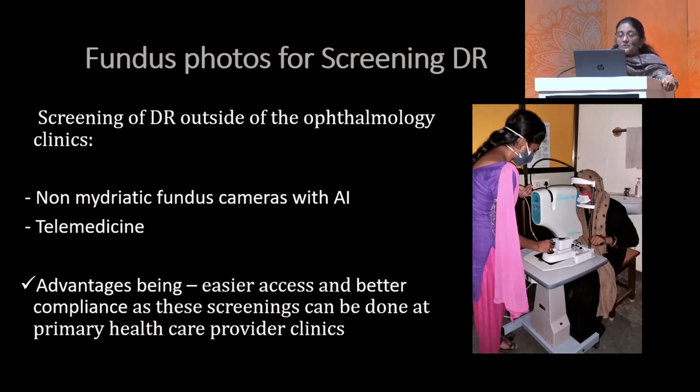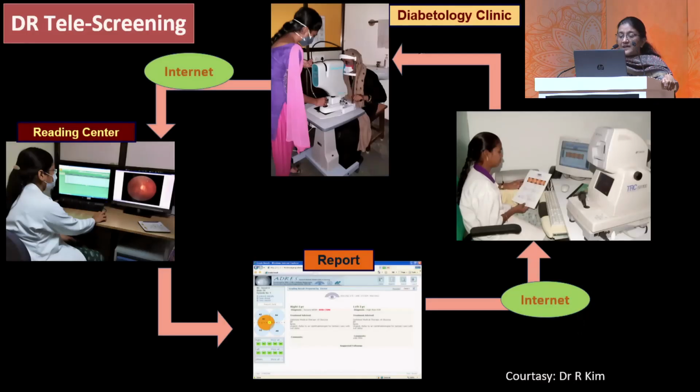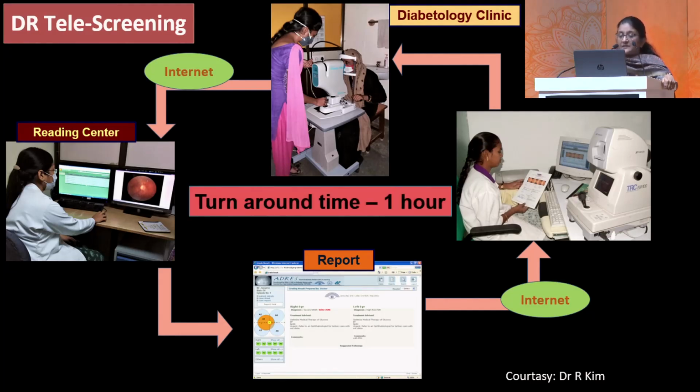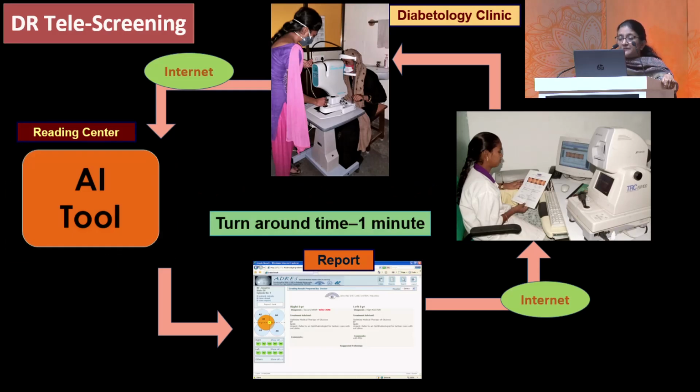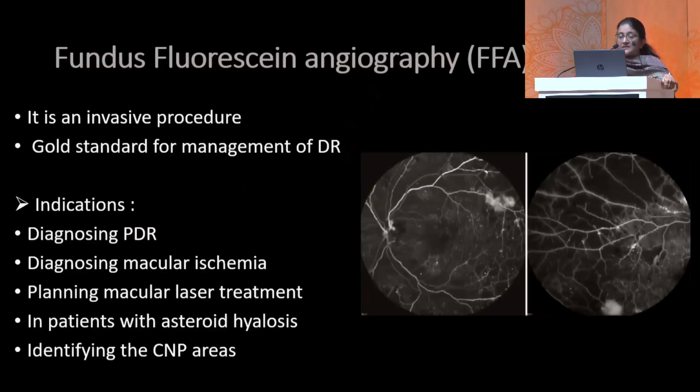Fundus photograph again can be very useful, and it can be used for screening patients in non-ophthalmic clinics using either a non-mydriatic fundus camera, which are AI based, or by using telemedicine, as was very beautifully shown by Dr. Kim. The advantages being that it has an easier access, better compliance, as these screenings can be done at primary healthcare provider clinics themselves without the patient having to specially come to ophthalmic clinics just for the purpose of screening for DR. If you use a telemedicine unit or model, then the turnaround time is about 1 hour. And if we are using an AI-based non-mydriatic fundus camera, then the turnaround time is as short as 1 minute.